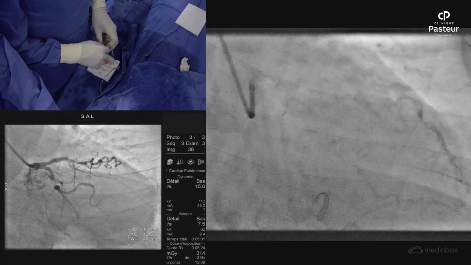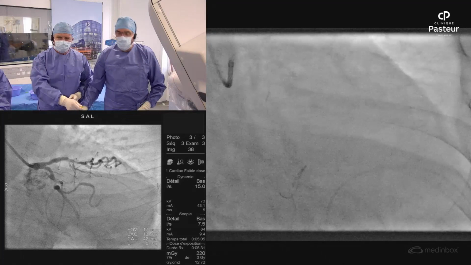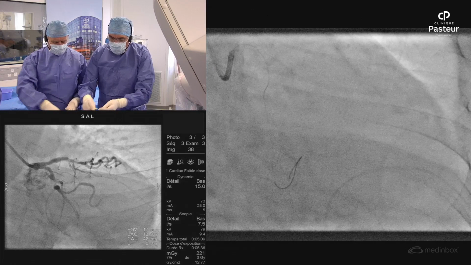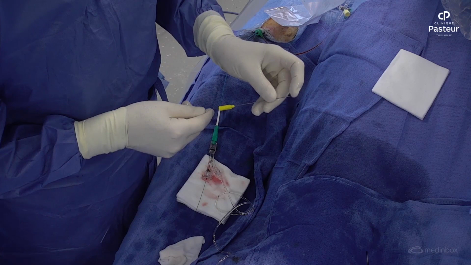Okay, so we have already placed a wire in the second OM branch, which was not easy, and now we try to place the second one in the first OM branch. So the wire is the run-through wire. Two run-through wires. And so we will see.